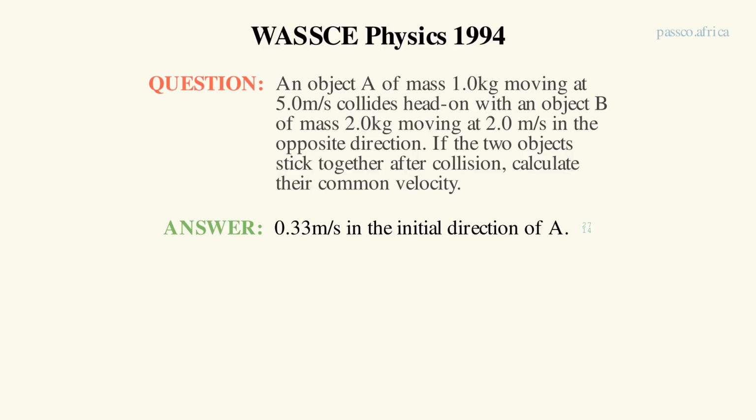An object A of mass 1 kg moving at 5.0 meters per second collides head-on with an object B of mass 2.0 kg moving at 2.0 meters per second in the opposite direction. If the two objects stick together after collision, calculate their common velocity. Now, try it yourself.